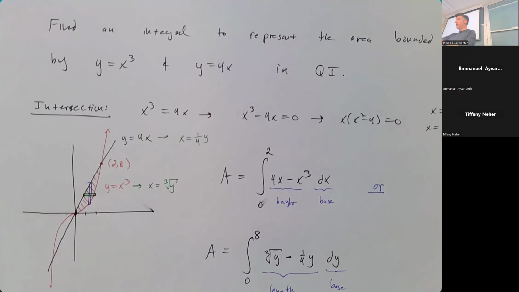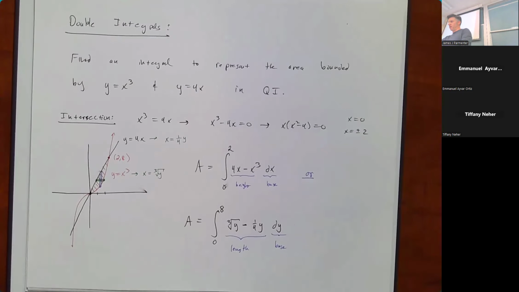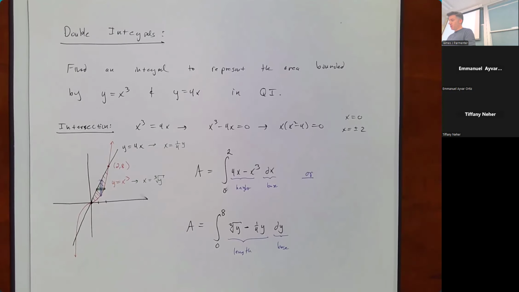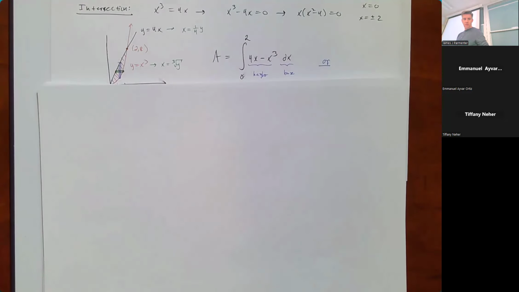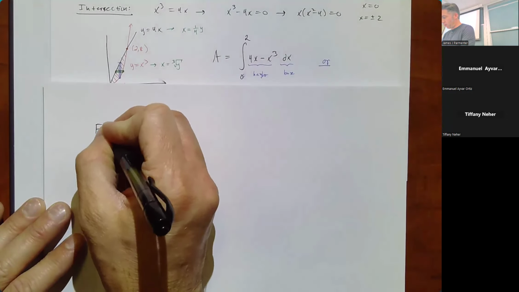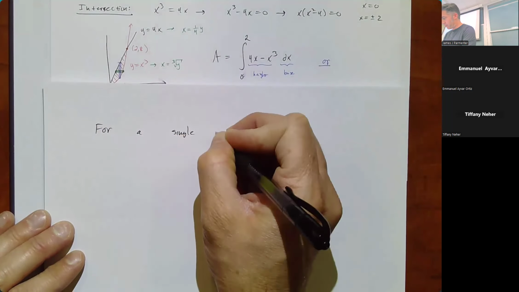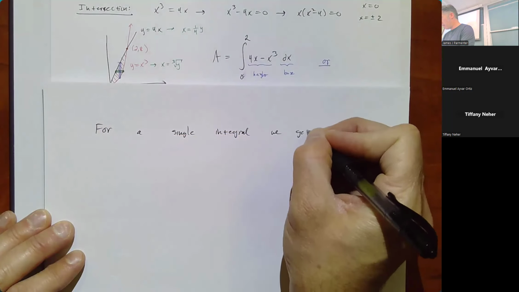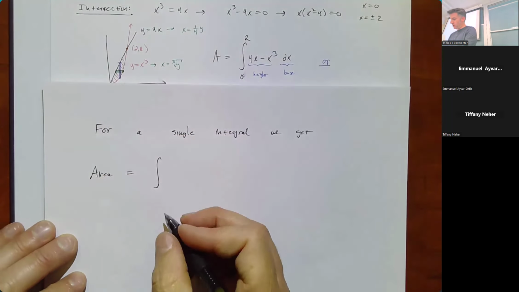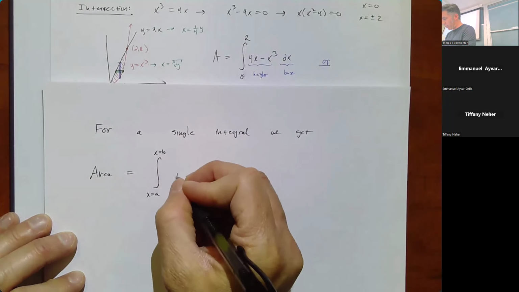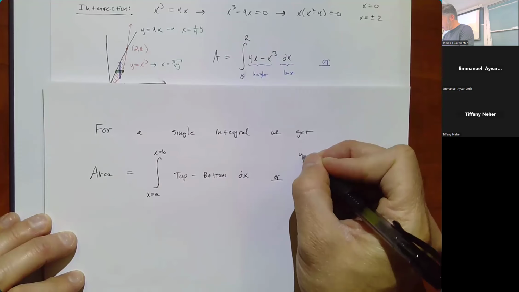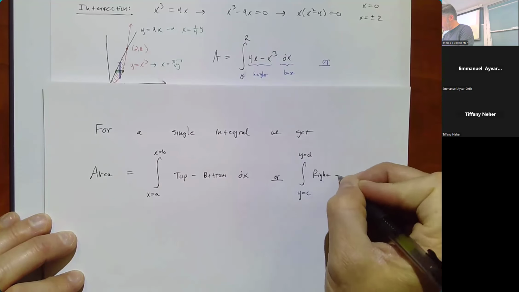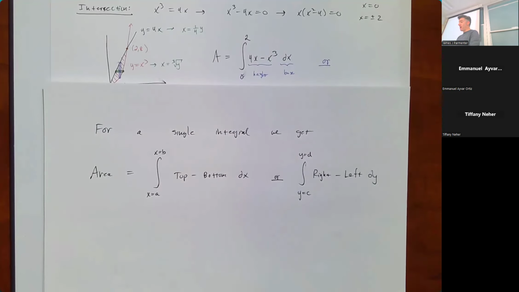Now, the whole thing here is that instead of writing this as a single integral, we could write both of these as double integrals. So we're going to do this again, but in a slightly different way. We're going to write this as a double integral. So for a single integral, we get that the area is equal to the integral from your left x value to your right x value of your top minus your bottom dx, or from your lower y value to your upper y value of your right function minus your left function dy. But now we're going to do this in a different way.